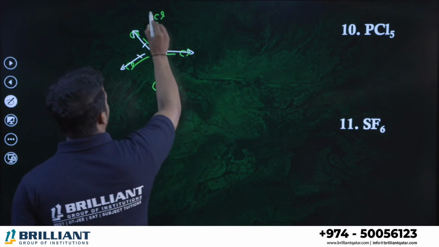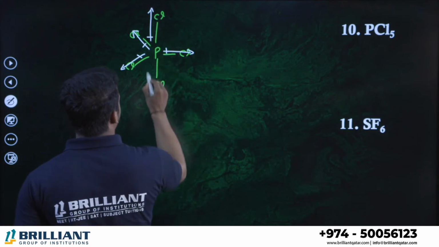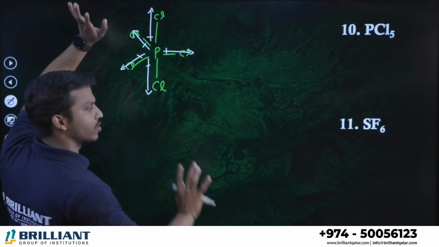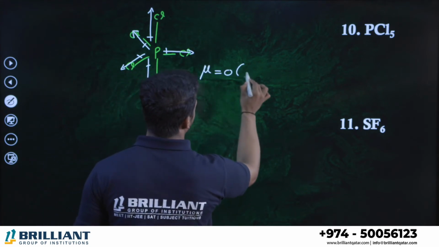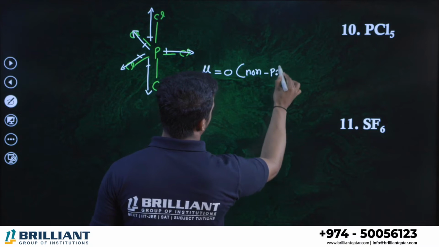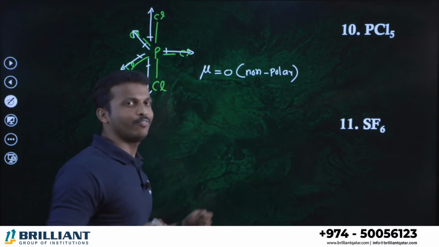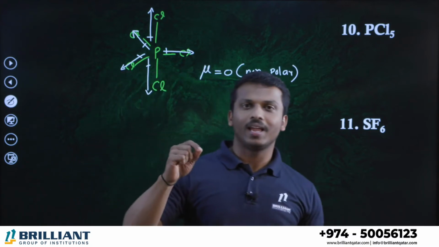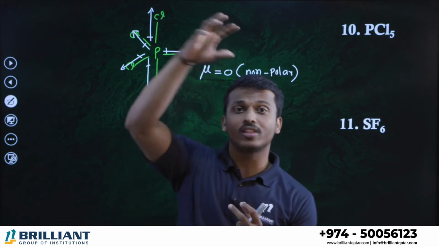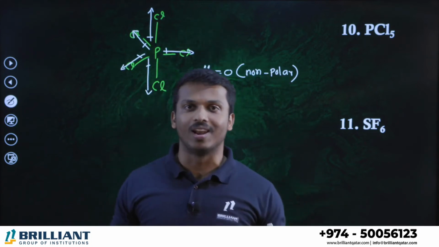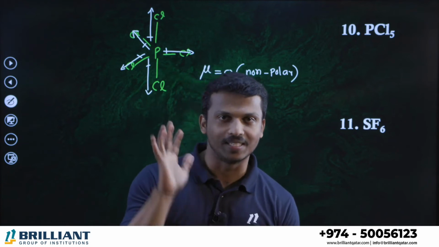What about these two chlorine? One chlorine upward, the other chlorine downward. Yes, they will cancel each other. So PCl5 also dipole moment is 0. Therefore, the compound is what? Non-polar. So another confirmation, you already got it. In a trigonal bipyramidal geometry, if all the surrounded species are equal, then their dipole moment will be 0.